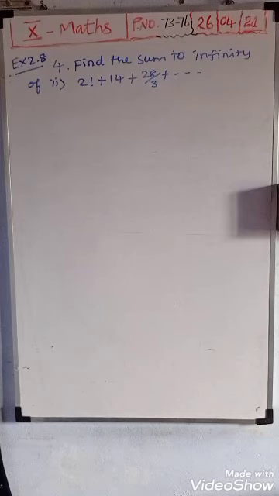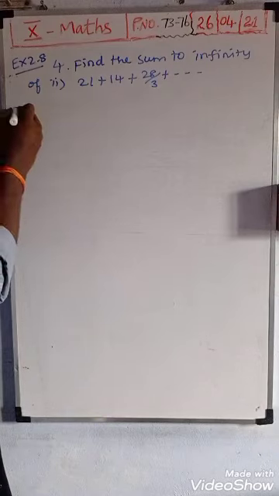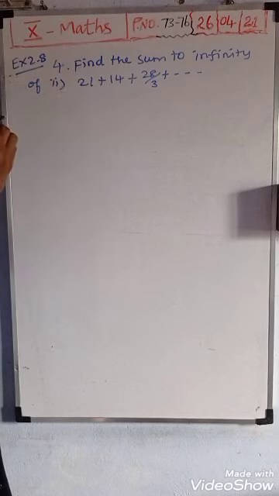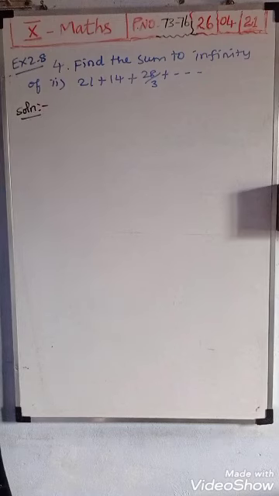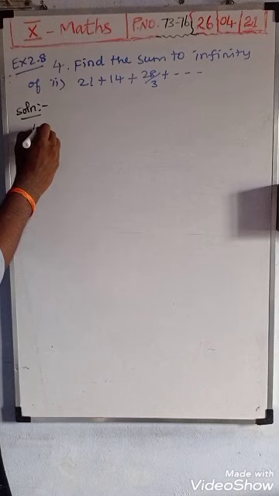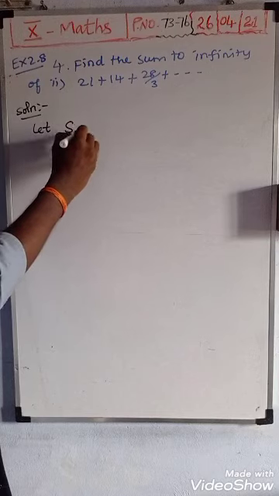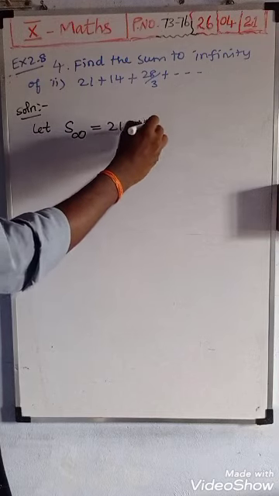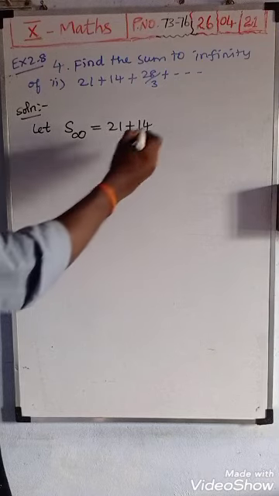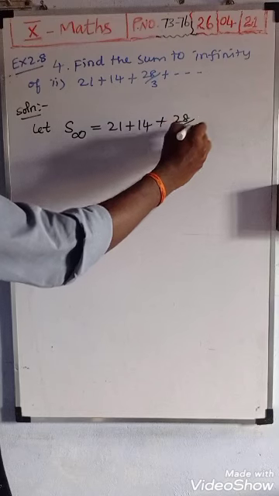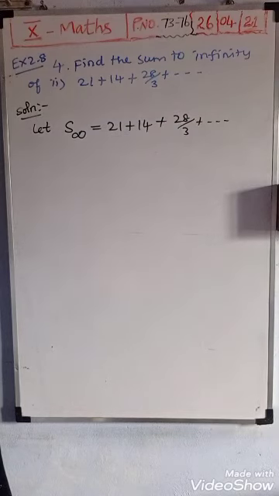Next, see, fourth question: find the sum to infinity of the given series. In this series, infinity terms should be added. In a geometric series only, up to infinity terms can be added, and the formula is there. In an arithmetic series there is no formula for S infinity, only the geometric series has it. So let S infinity be 24 plus 14 plus 28 by 3 plus up to etc. Infinite terms should be added.